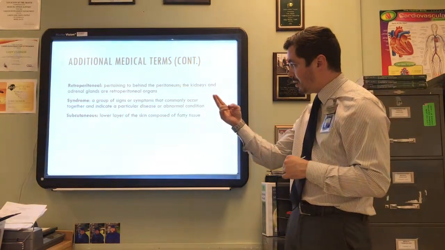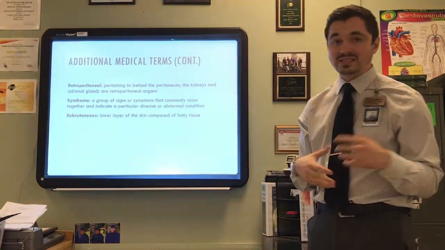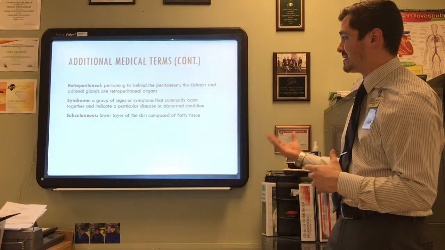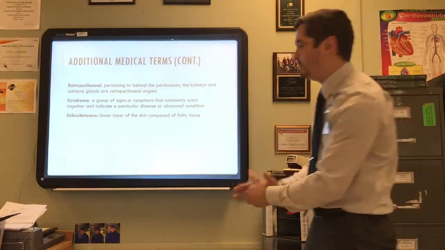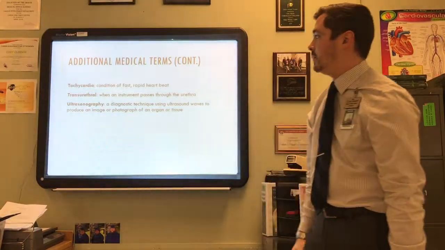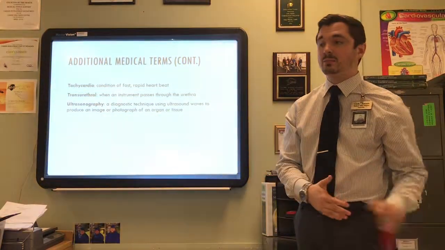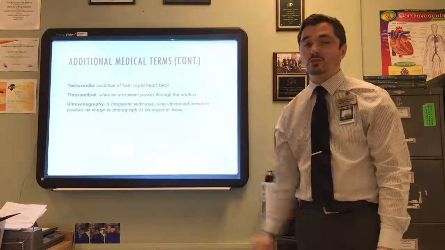And then subcutaneous. Sub means below, cutaneous skin. OUS is pertaining to. So subcutaneous is the lower layer of skin composed of fatty tissue. So it sits below the skin. All right. And then we have tachycardia, which is the exact opposite of bradycardia, is your condition of fast or rapid heartbeat.